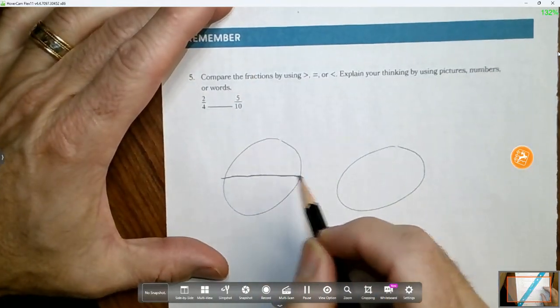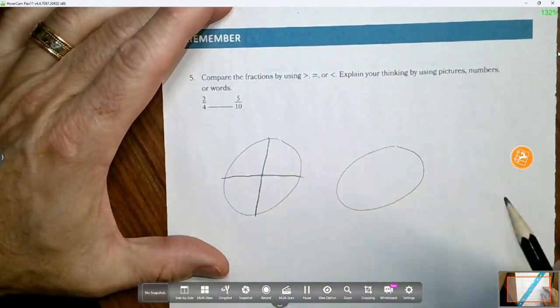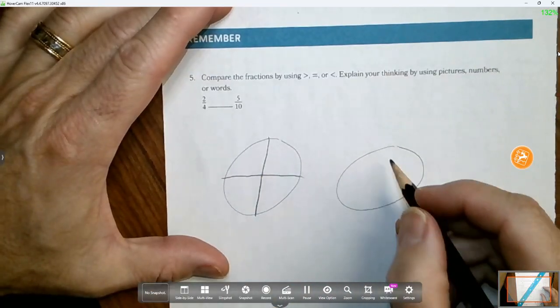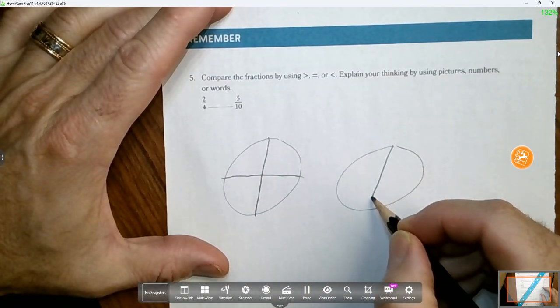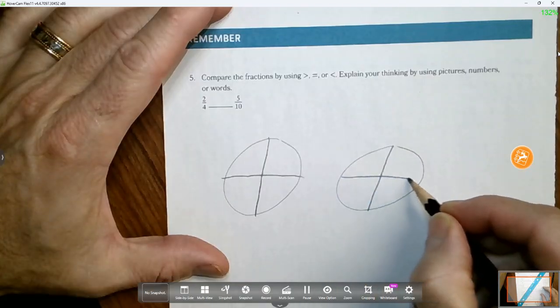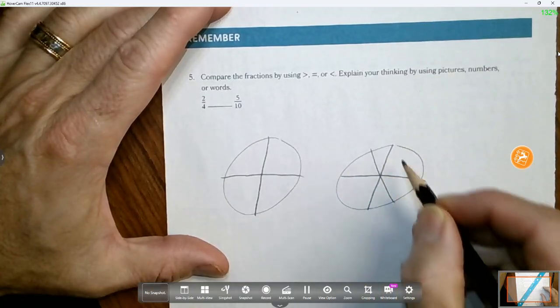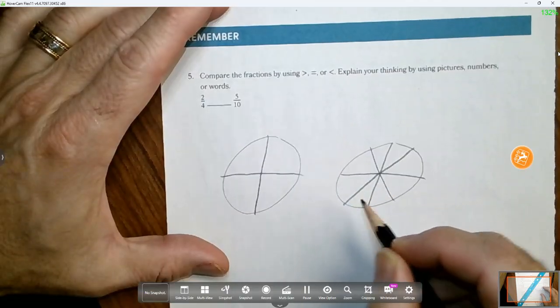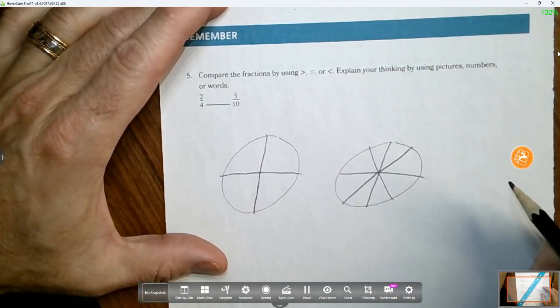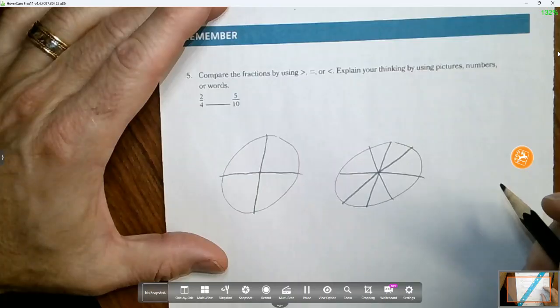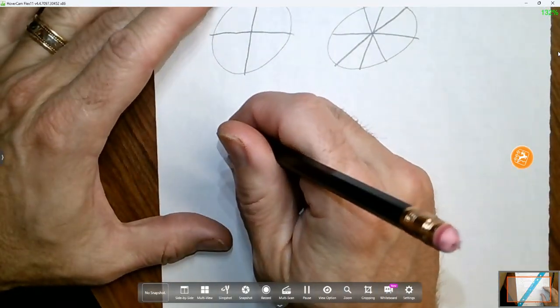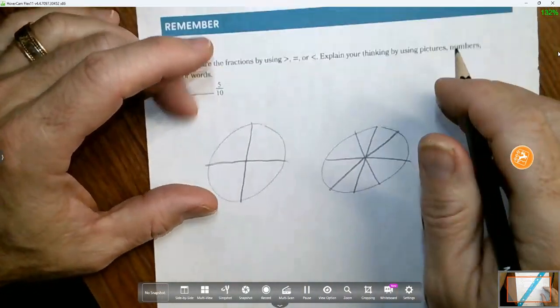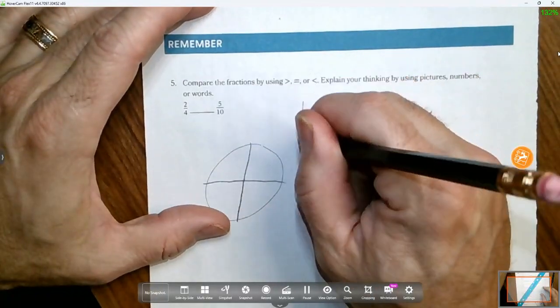So divide this pizza in 4 parts. You divide this pizza in 10 parts. That's a little harder. So 2, 4, 6, 8. So it's not really going to work, is it? All right, I guess we're going with squares because that got a little sloppy. So let's go squares.